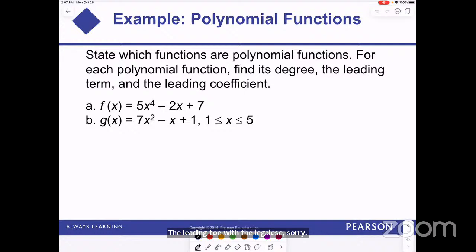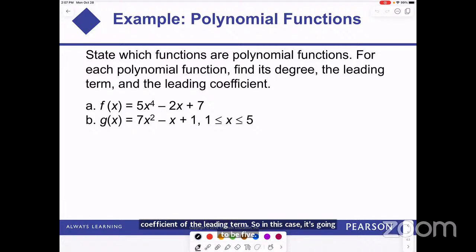So the degree of a polynomial is going to be the highest power on any term, right? So in A, the degree is going to be 4. And then the leading term is the term with the highest power. So the leading term is going to be the 5x to the power of 4. And the leading coefficient is going to be the coefficient of the leading term. So in this case, it's going to be 5. Okay.